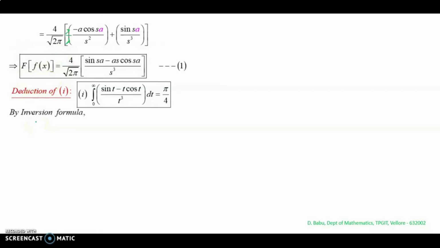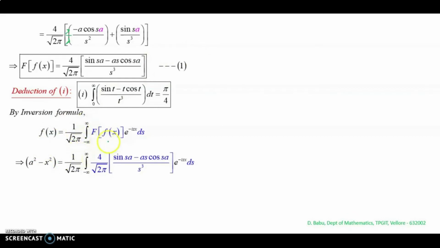Write the inversion formula. What is the inversion formula? f of x equal to 1 divided by square root of 2 pi, integration from minus infinity to plus infinity, Fourier transform of f of x, e power minus isx, ds. Substitute the corresponding terms. What is f of x? f of x is given as a square minus x square. What is the Fourier transform of f of x? Which is given in equation 1. So substitute: f of x equal to a square minus x square equals 1 by square root of 2 pi integration from minus infinity to plus infinity of the Fourier transform, given in equation 1. As far as the inversion formula goes, by comparing and substituting only we get the answer.